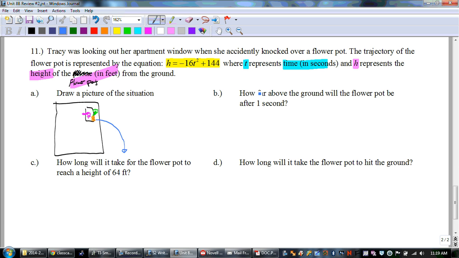So how far above the ground will the flower pot be after 1 second? So remember, we want to know what is the H and what is the time. So they told us 1 second, so that means we're trying to find the height, and the T is 1. So we would go ahead and plug in and find out what the height is. Okay? So why don't you guys go ahead and do that right now.